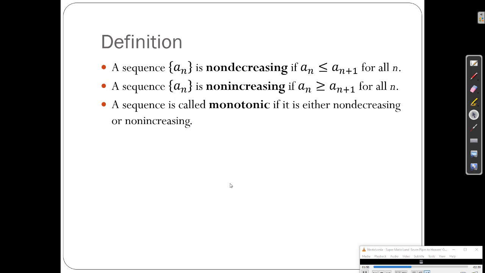A sequence is non-decreasing if each subsequent term is greater than or equal to the previous term. A sequence is non-increasing if each subsequent term is less than or equal to the previous term. So a sub n plus 1 is smaller than or equal to a sub n. Then we call a sequence monotonic if it's one or the other. So if it's basically always increasing or remaining constant, or always decreasing and remaining constant. Either or, not at the same time. Mainly because it's impossible to be doing both at the same time.